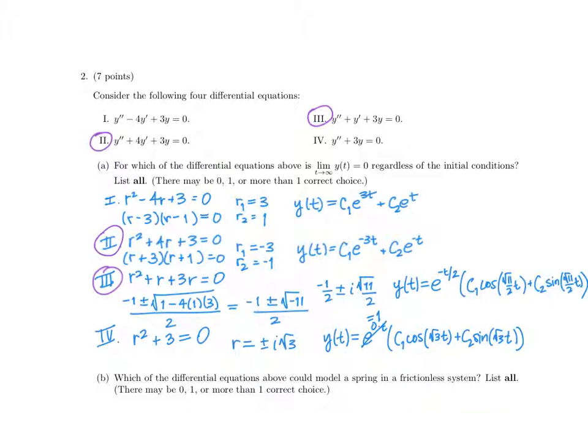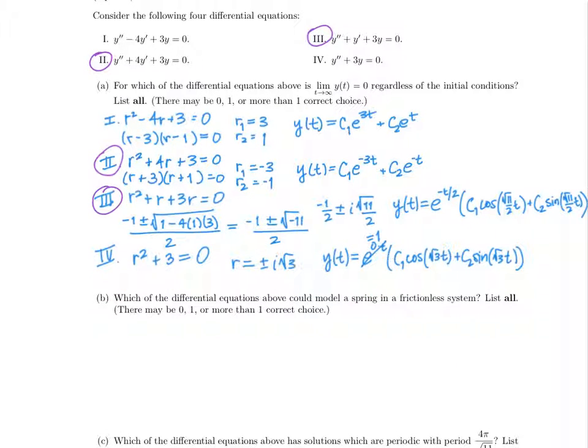Times c1 cosine of root 3t plus c2 times sine of root 3 times t. And so this part right here is periodic. It's just getting multiplied by 1, because no longer is this limiting behavior controlling the limiting behavior of the entire function. This is just going to be periodic. It's going to coast, depending on what c1 and c2 are, between peaks and valleys for the remainder of all time, really, as t goes to infinity. So this does not have a limit value of 0 as t goes to infinity. So our two winners are equation 2 and equation 3.